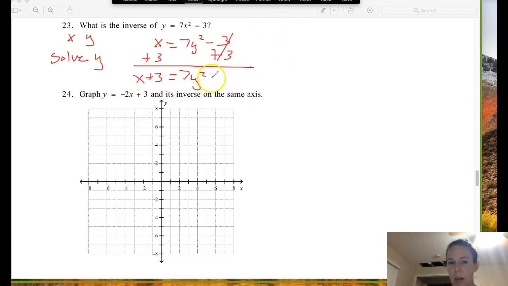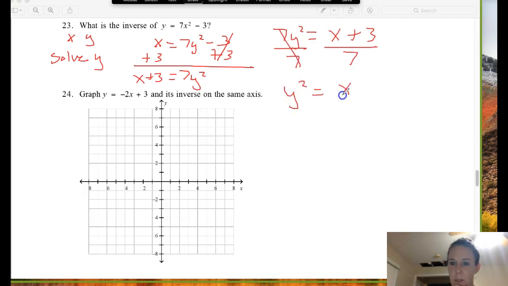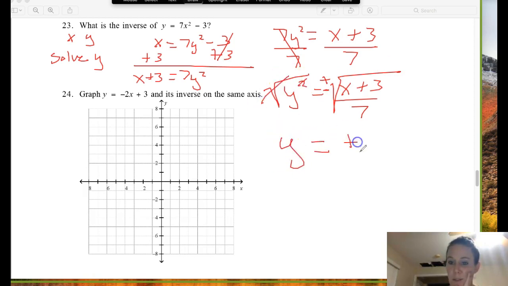Let's put this up here, and I'm just going to flip them around just because I like the y on this side. 7y squared equals x plus 3. Still solving for y, so get rid of the 7. Divide this whole thing by 7. You're going to get y squared equals x plus 3 over 7. Now square rooting, whenever you root, we talked about this, you get 2 solutions. You have a positive and a negative solution. Make sure you show both solutions. The square and the square root cancel, and y is going to be a positive and a negative solution: the square root of x plus 3 over 7.